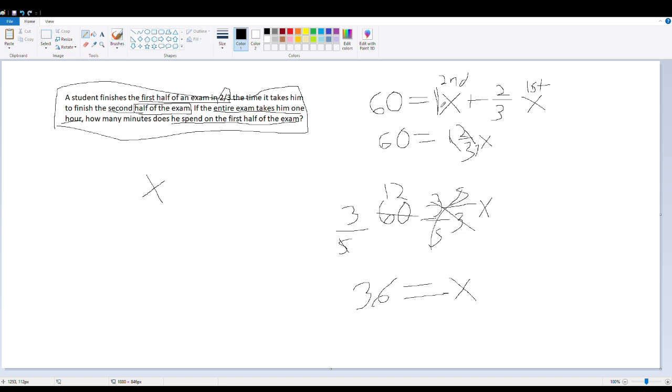Now, what we have to do now is plug it back in. We're gonna have to plug it back in. Generally, once I get that x, I just ignore this. This does not matter anymore. That's the information that we had to use to get for this.